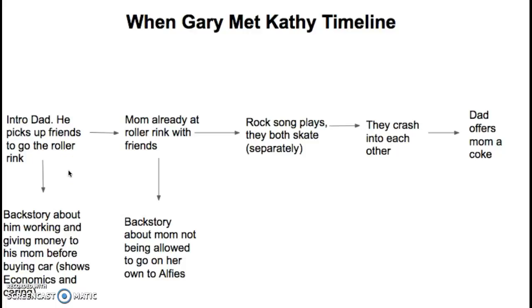which he drives to the roller rink. This will allow me to show the P of economics and also the value of him caring. My mom is already going to be at the roller rink with friends. I'm also going to have a backstory about her, and this is the social piece about her not being allowed to go to Alfie's on her own. There's going to be the rock song that plays. They both start skating. They crash, which would be like the climax, and there's no real resolution or end, but it's my dad offering my mom a Coke, so a Coca-Cola. All of this together is my small moment.